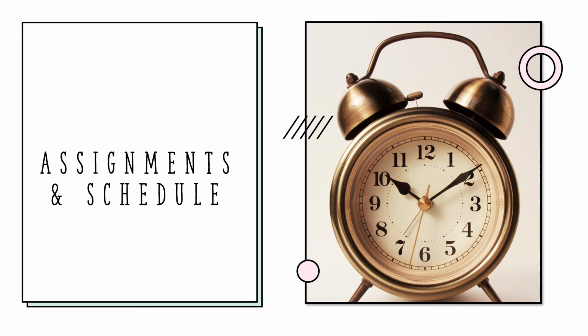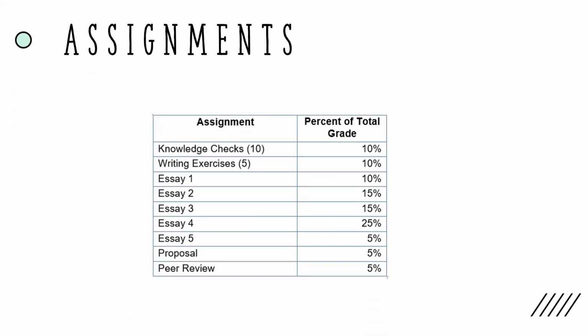Next, we'll briefly go over the assignments and schedule for this course. The chart shown here lists the assignments you'll be completing in this course, along with how much each assignment is worth towards your overall grade in the course. You'll complete short quizzes called knowledge checks, short writing assignments, 5 major essays, a proposal, and a peer review. This chart can also be found in the syllabus, along with more detailed assignment descriptions. Instructions for each assignment will become available as we progress through the course.